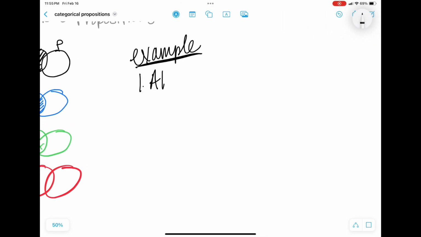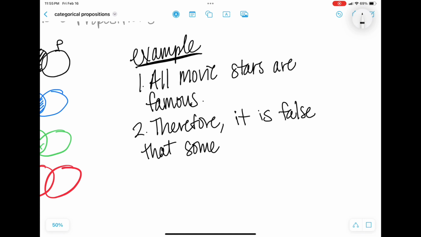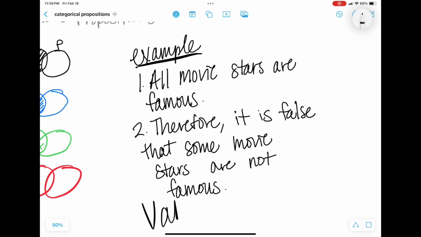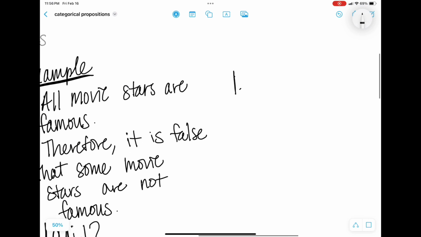So let's look at an example to see why. Take an A claim: all movie stars are famous. That's true, and that is an A claim. The conclusion here, therefore, it is false that some movie stars are not famous. Is this a valid argument? Let's look at the Venn diagrams for each of these statements.